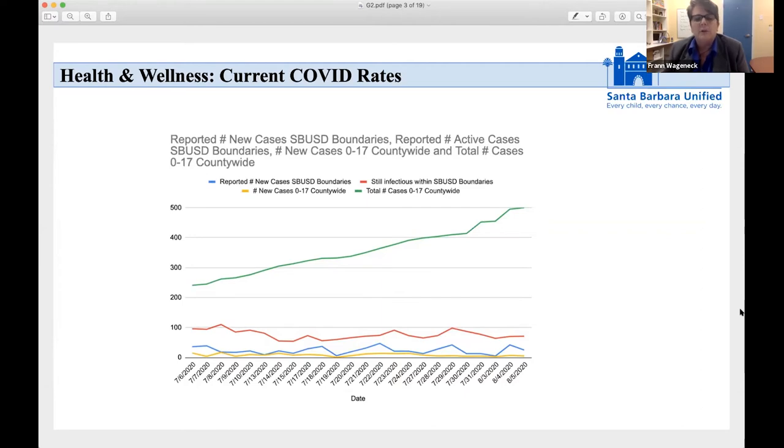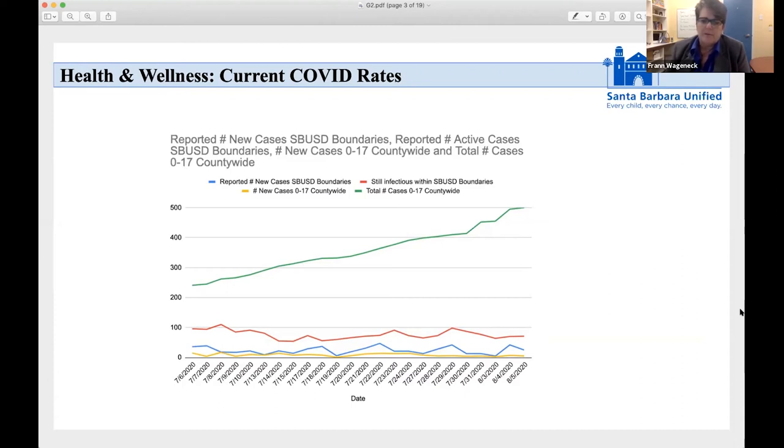So for example, yesterday we had the highest number of single day reports since the end of June when we began monitoring. We had 68 cases within our district boundaries yesterday. The day before that was, I believe, 20. Today that number was back down to 18. So the numbers go up and down, but what we do know is that COVID is very present in our county. It's also very present within our district boundaries.